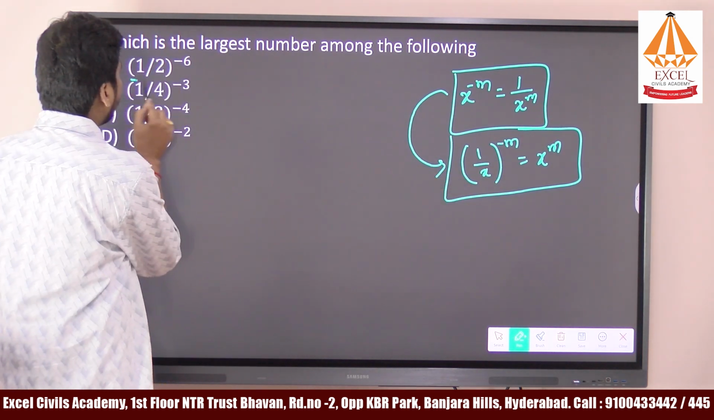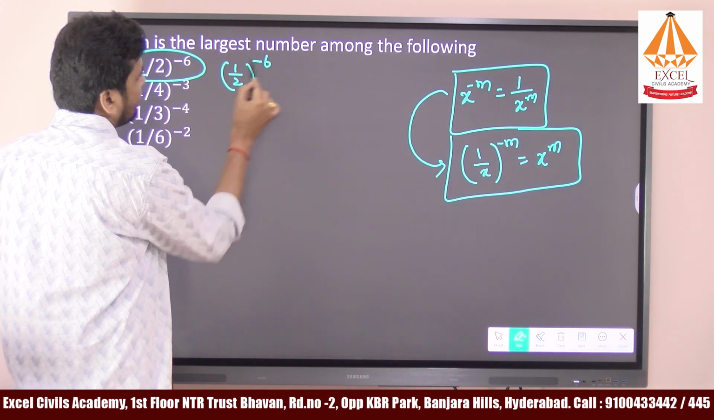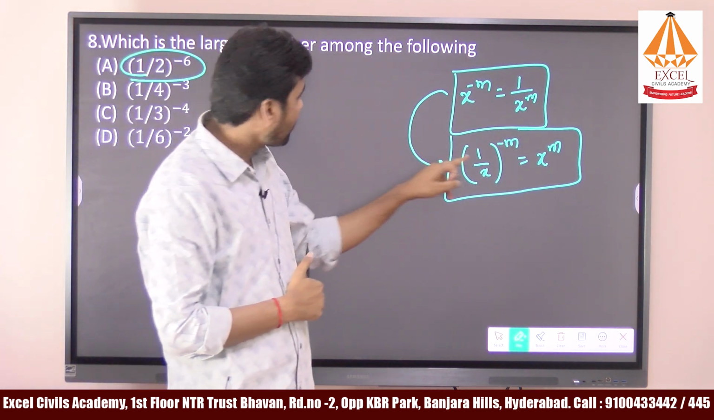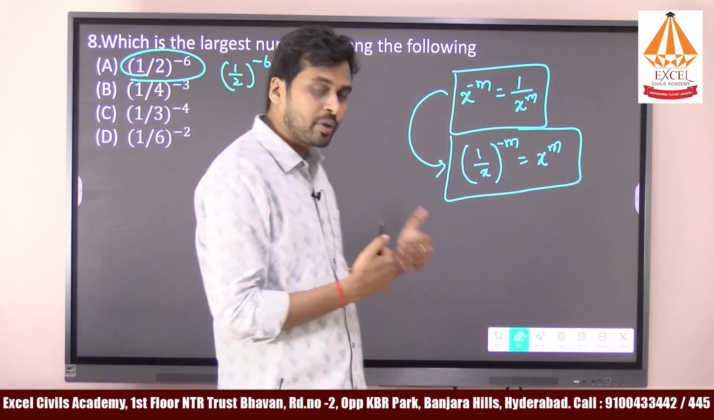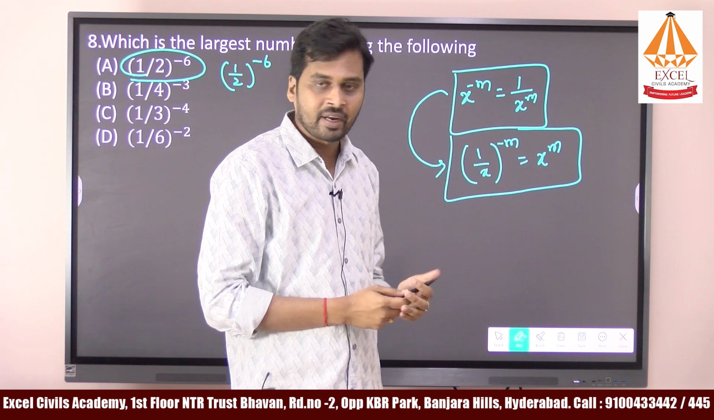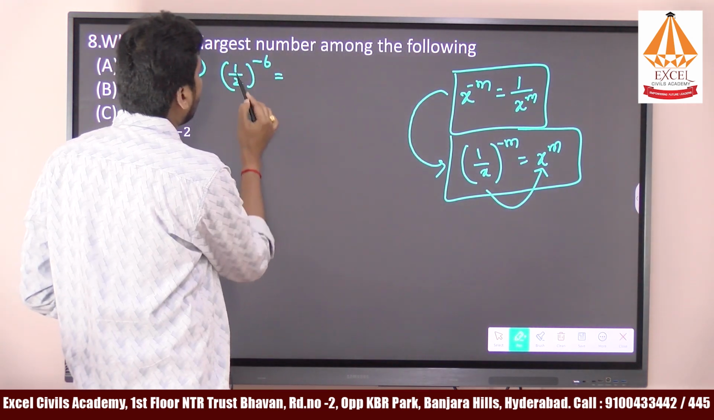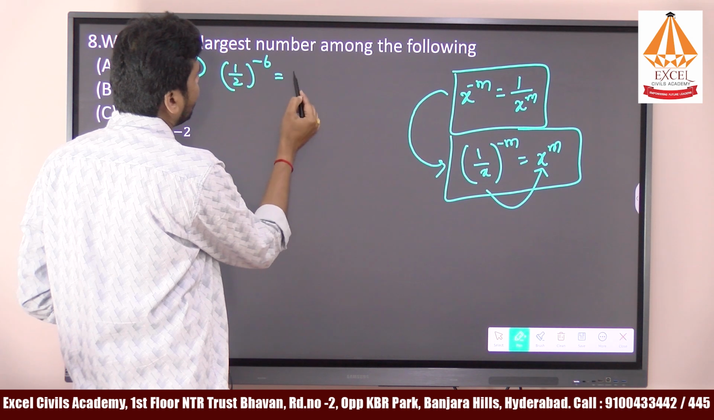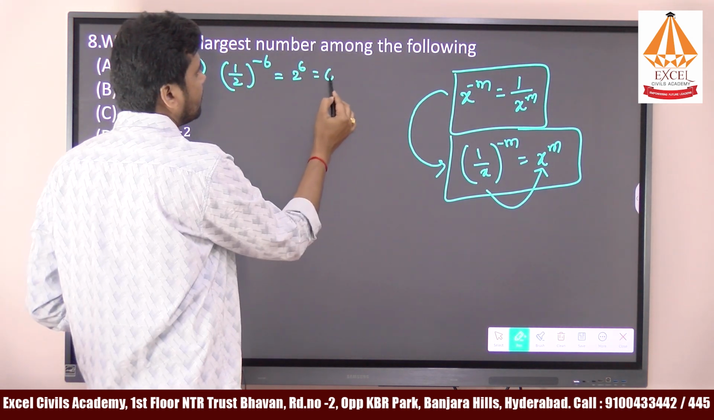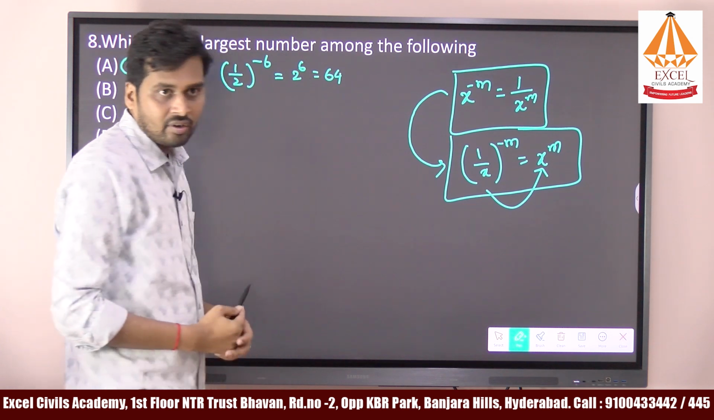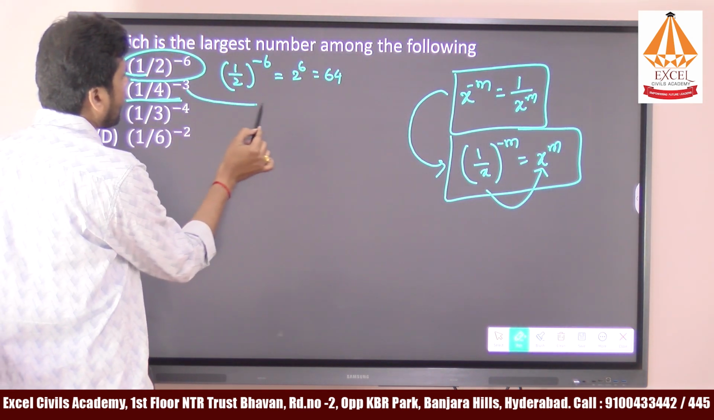Here you see that the first value is what? 1 by 2 whole to the power of minus 6 only, right? Which means it is in the form of 1 by x whole to the power of minus m. When some expression is in that form, how do we write it? x to the power of m only, right? Here 1 by 2 whole to the power of minus 6 means we can write it as 2 power 6. 2 power 6, what is the value? 64.